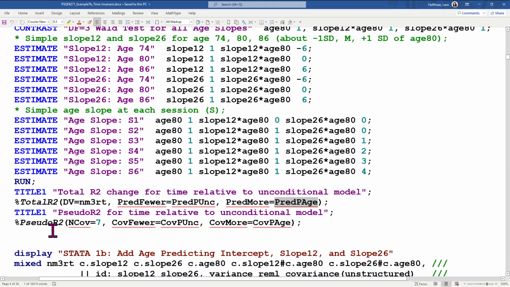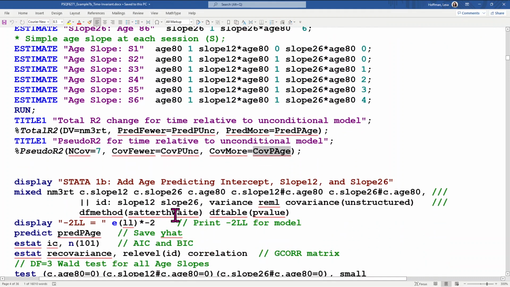Pseudo R square is another macro that I wrote. It wants to know the total number of parameters in the model for the variance. So that's the number of rows in the covariance parameters table output. It wants to know what that output is called when it was from the nested model, so the model with fewer parameters, and then from the augmented model, the model with more parameters. So this is 2 additional pieces of output that we'll get from this run.